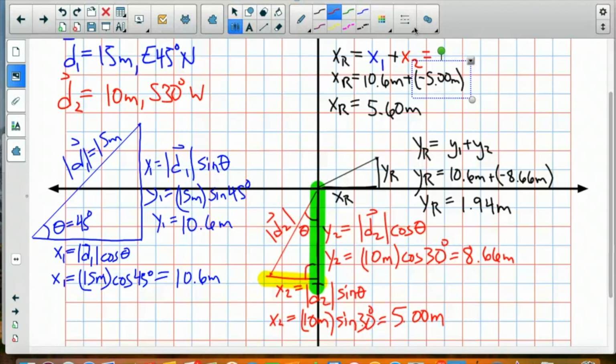Okay, so what does that say about our resultant? Well, it says that our resultant here starts at the origin. It's going to move in the x direction. It's going to move 5.6 meters this way. And then it moves 1.94 meters upwards in the y direction to give us this resultant vector here, which we can just call the displacement vector in order to answer this question. So this is our displacement vector d, which was essentially the vector d1 plus the vector d2.